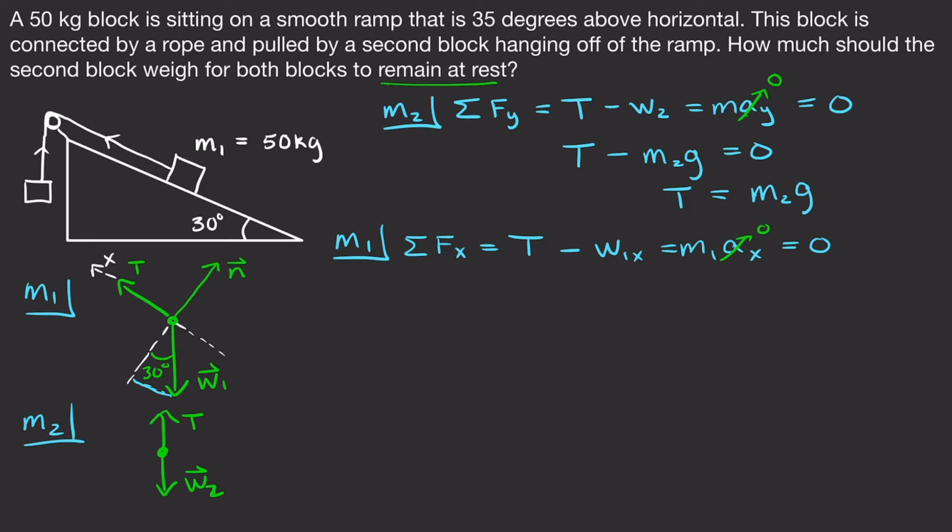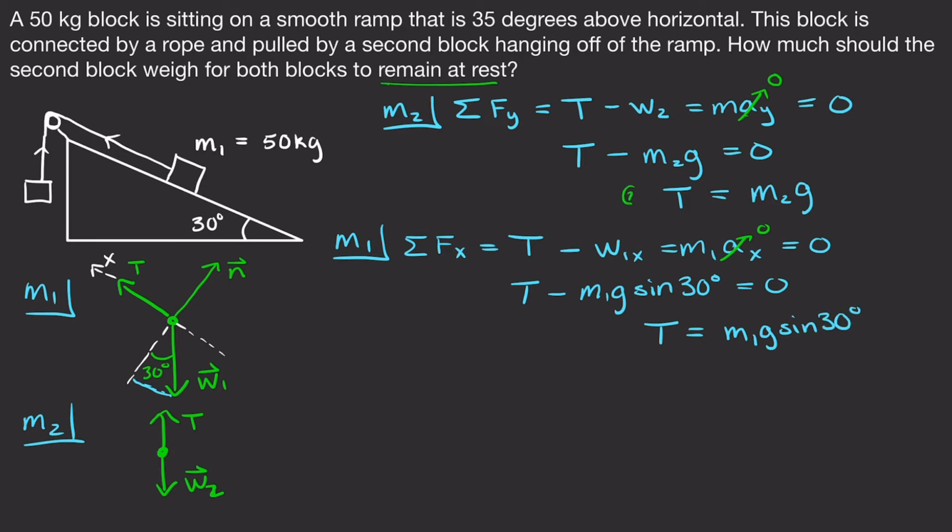Okay, so now again I'm going to plug in my x component of the weight. So weight 1, that's going to be m1 times g, and then to get the x component is opposite of this 30-degree angle, so opposite is always sine, so sine of 30 degrees. And that equals 0, and now I can solve for tension. T equals m1g times sine of 30 degrees.